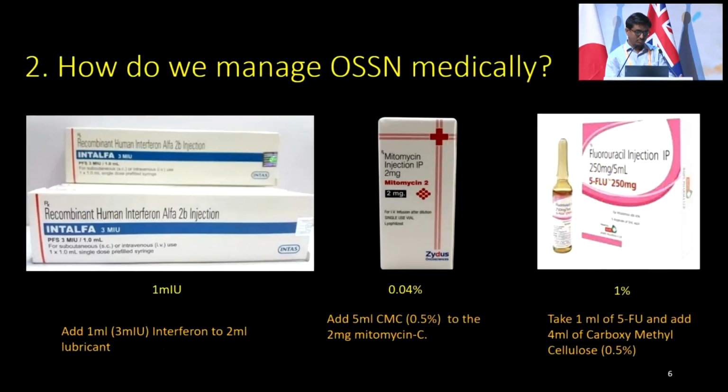Our second learning objective is how can we manage OSSN medically. The following are the chemotherapeutic agents in the armamentarium for treating OSSN. The first one is interferon alpha 2B in a concentration of 1 million international units per ml and daily dosing. The second one is 0.04% mitomycin C with 4 days on and 3 days off regimen in a week. And the last one is 1% 5-fluorouracil with 1 week on and 3 weeks off regimen, all of which have been found to be effective.